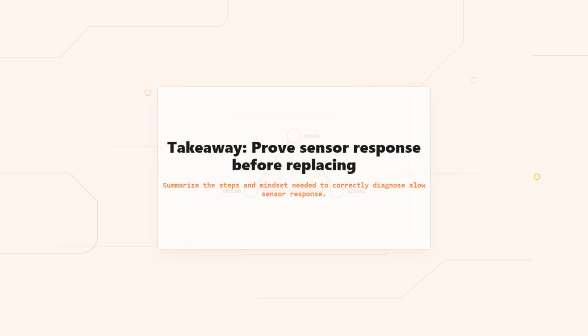When diagnosing slow sensor response, always reproduce the condition, compare both scan and direct measurement, and isolate voltage supply and ground issues first. Trust proven measurements, not just scan data, to avoid unnecessary replacements.